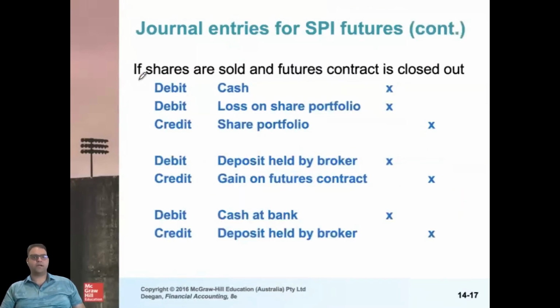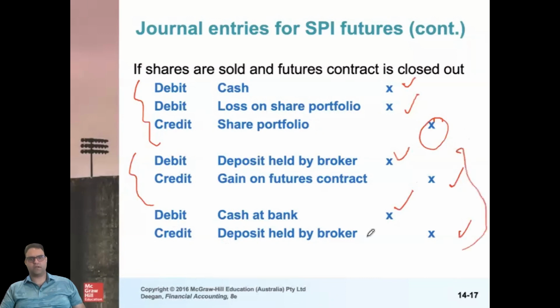Going further, if you get cash by selling some of the shares of the futures, the cash will be debited and you will get a credit on the share portfolio. This share portfolio will later be adjusted. Next entry is when you have a deposit with the broker and you get a gain, and then you get the cash from that deposit with the broker. So these two are like contra entries for each other.